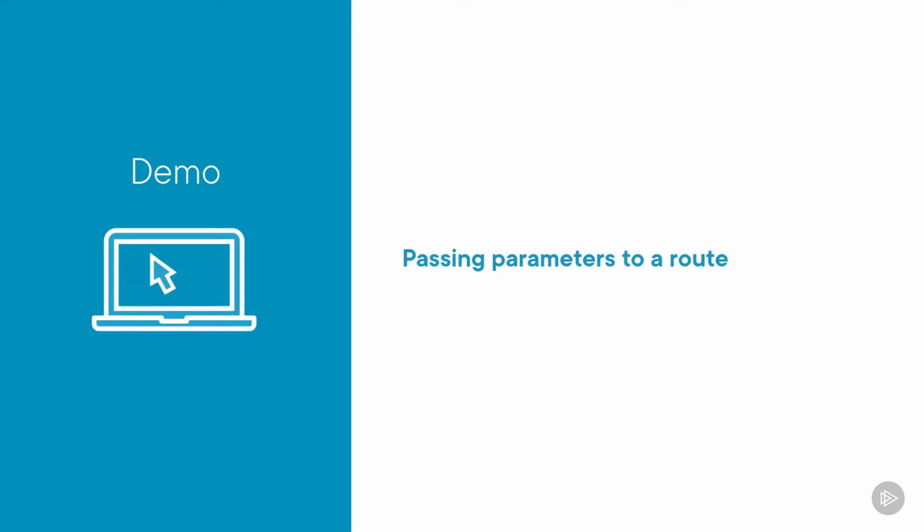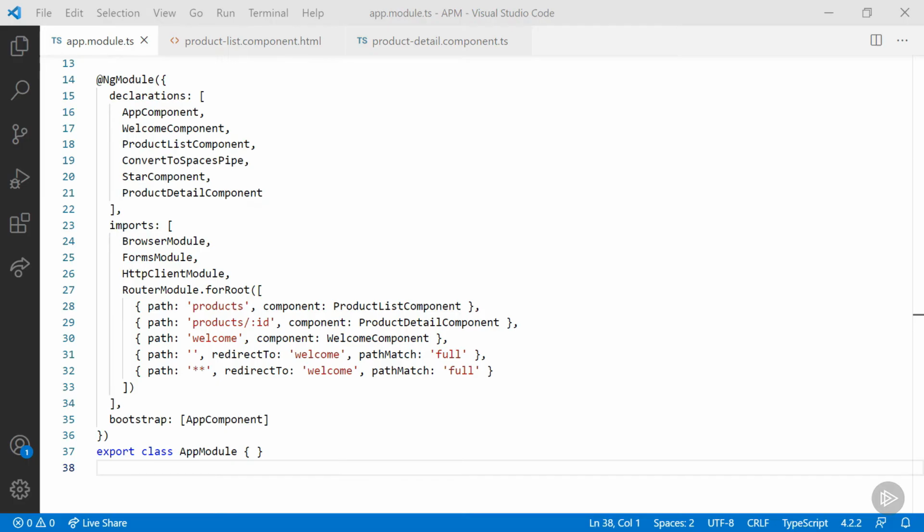In this demo, we pass a parameter as part of the product detail route and read that parameter in the product detail component. Here in the app module, we already have the product detail component's route configured with a parameter. Looking at that route, here in the path we provide any parameters prefixed with a colon and separated by slashes. For the product detail component, we pass a product ID so the view knows which product's detail to display.